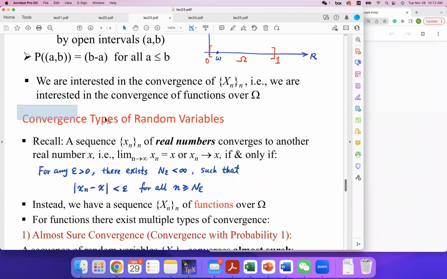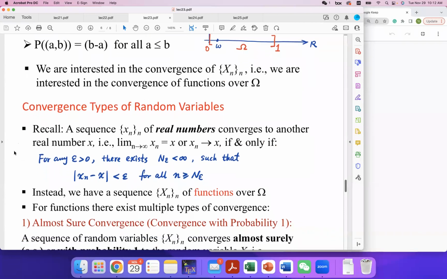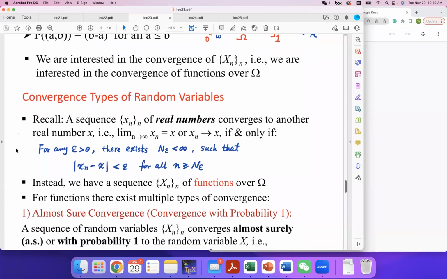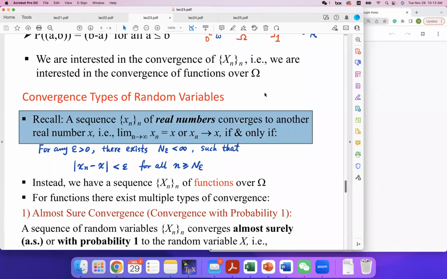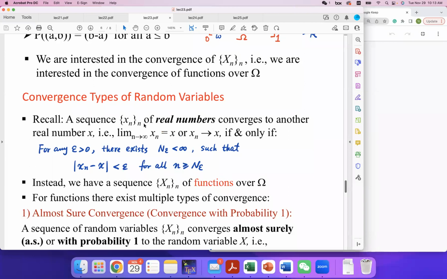Okay. So next we are going to talk about different types of convergence of random variables. Before that, we can recall the basic convergence definition of a sequence of numbers that we introduced in calculus. Let's first consider a sequence of real numbers, small xn. Each xn is a number. We say that this sequence of numbers converges to another real number x.